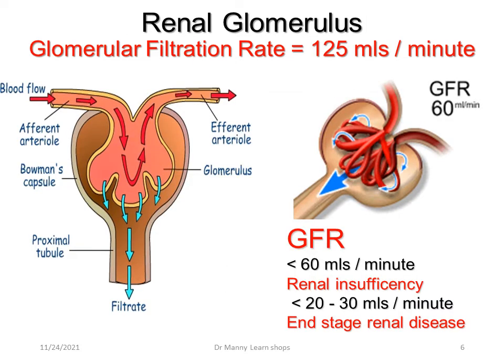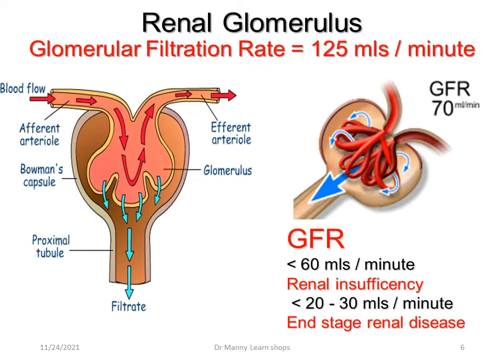Now, the renal glomerulus, we're talking about glomerular filtration. And the glomerular filtration rate is approximately 125 mils per minute. And this results from blood inflow to the afferent arteriole, which goes into the Bowman's capsule, is cleansed. The excess goes into the proximal tubule as filtrate. The cleansed goes into the efferent arteriole of the glomerulus.